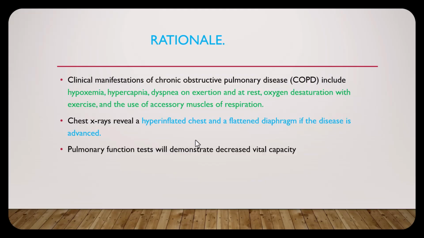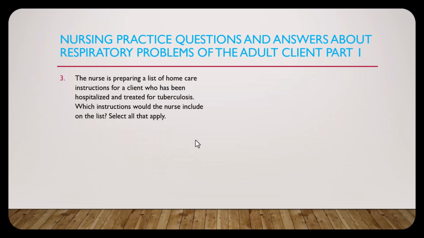Now let's move to the third question. The nurse is preparing a list of home care instructions for a client who has been hospitalized and treated for tuberculosis. Which instruction would the nurse include on the list? Select all that apply. So these are the options.